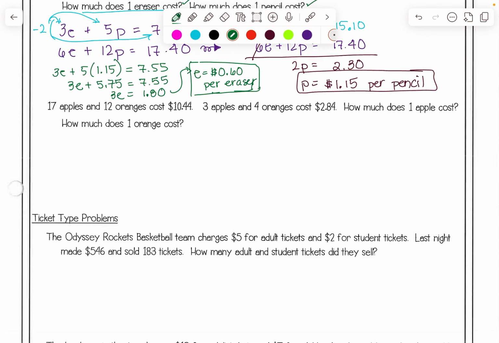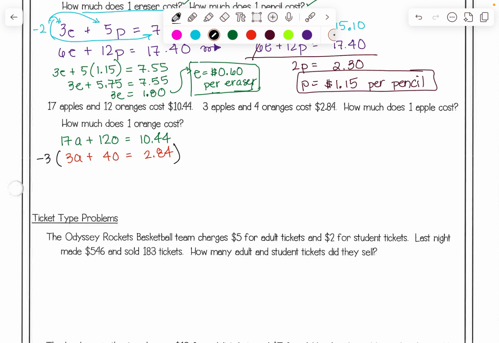17 apples and 12 oranges cost $10.44. So here we go. 17a plus 12o is equal to $10.44. My second equation, 3 apples, 4 oranges cost $2.84. There's my second equation. I'm going to use the elimination method by multiplying my bottom equation by a -3. I'm going to eliminate my oranges.